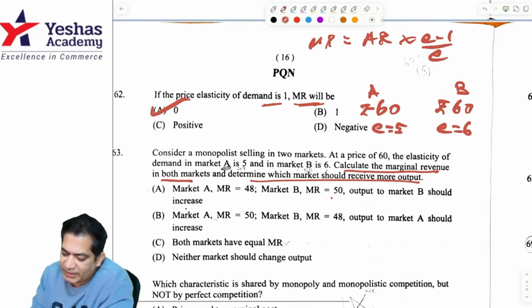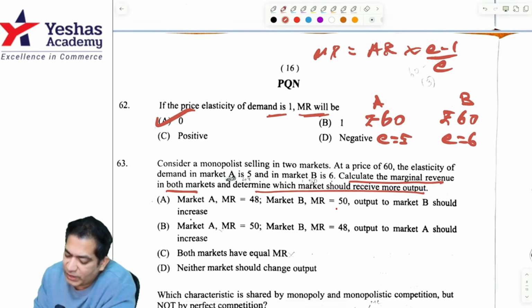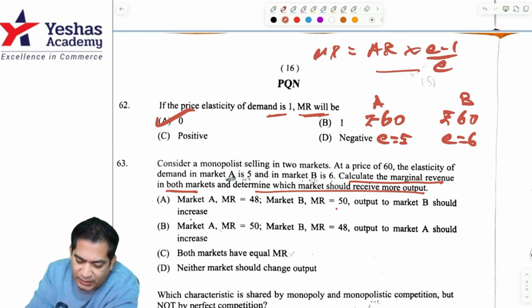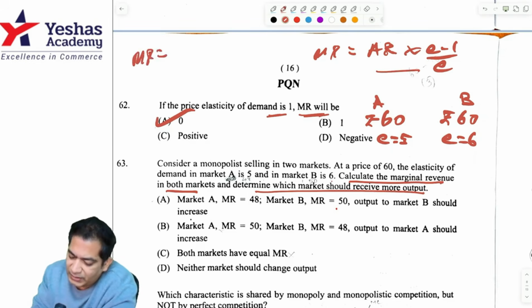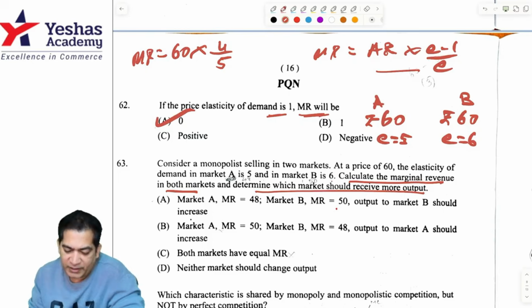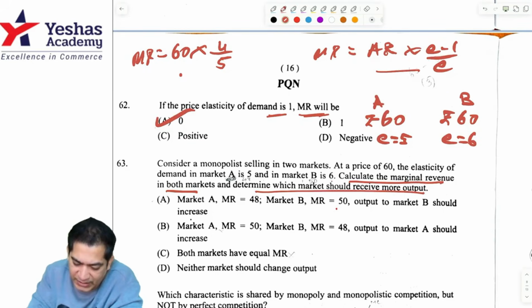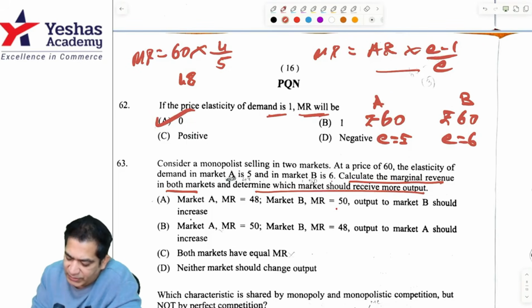So again, to calculate marginal revenue we can apply this formula. We know that price is equal to AR. MR will be AR, which is 60, into (E minus 1) by E, that is (5 minus 1) by 5, that is 4 by 5. So 4 by 5 of 60, which is 12 times 4, here you will get 48.